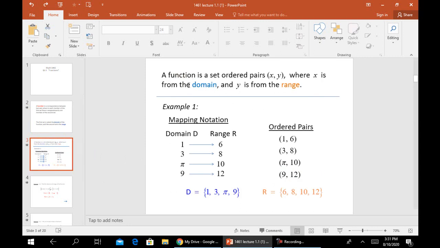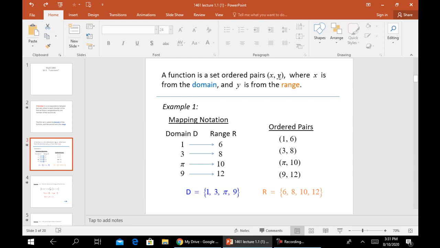Here's another way of thinking about it. A function is a set of ordered pairs x and y, where x is coming from the domain and y is coming from the range. So the first coordinate x is from the domain and the second coordinate y is coming from the range.